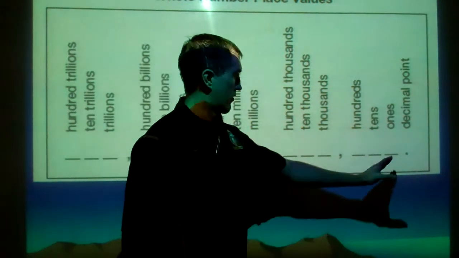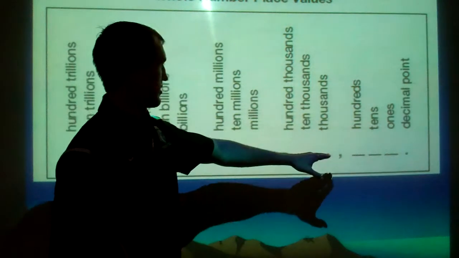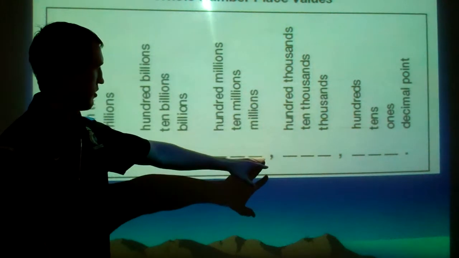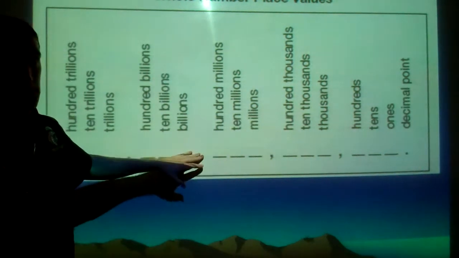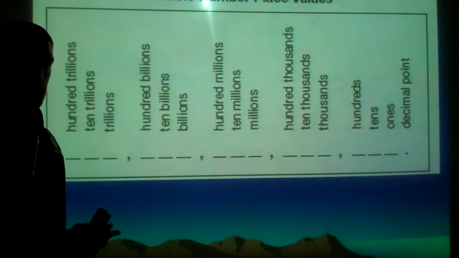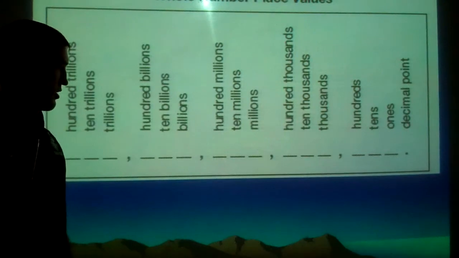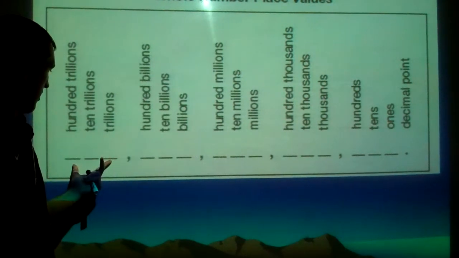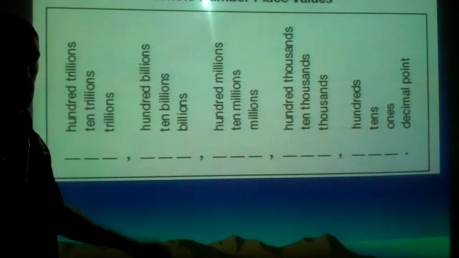But as you can see, we've got ones, tens, hundreds, thousands, 10,000s, 100,000s, millions, 10 millions, 100 millions, billions, and then it goes up to trillions. So this table should be very helpful for this section. Basically, every 3 numbers over is another comma.